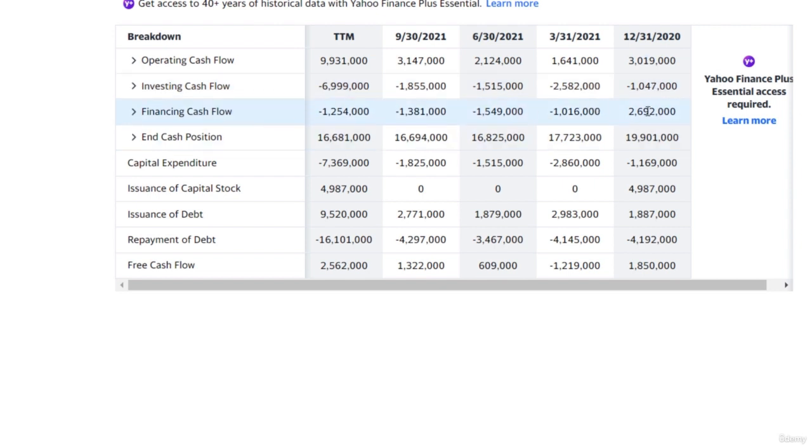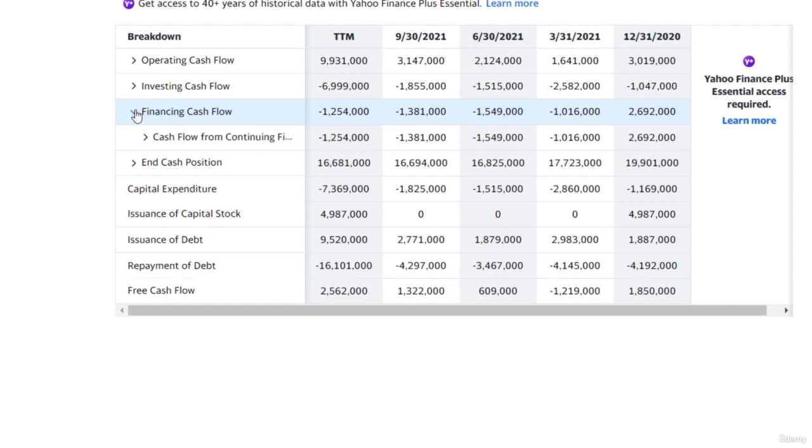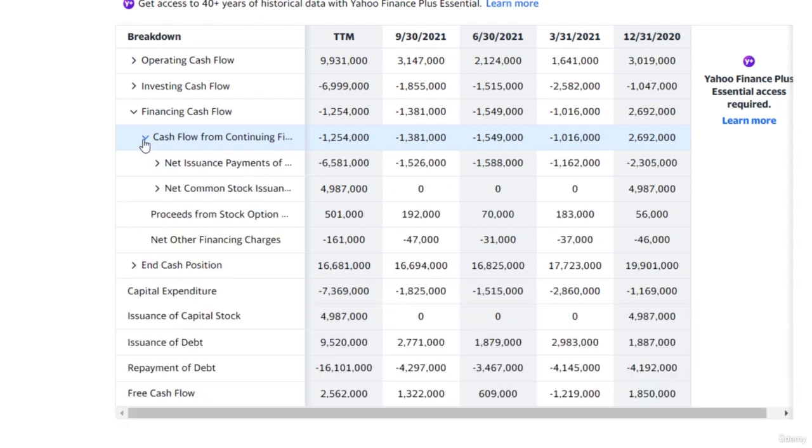So what's going on in financing? We have this big number here of money coming in, but over the last 12 months, we have money going out. That's why it's a negative number. I'm going to click on this. This is just a repeat, so we have to dig a little bit deeper in here. All right, so let's dig in on this.